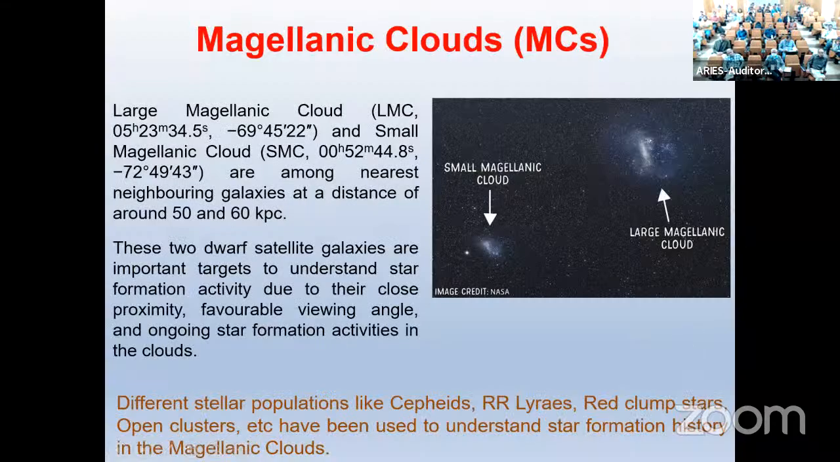Something triggers a star formation burst in these galaxies. Many objects, like Cepheid variables, RR Lyrae stars and red giant stars, have been used to understand the star formation activity in the Magellanic Cloud. In this work, we have used Cepheid variables.